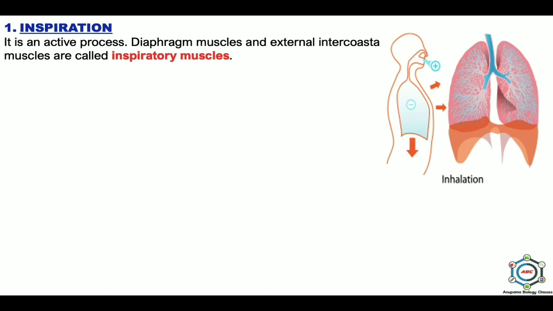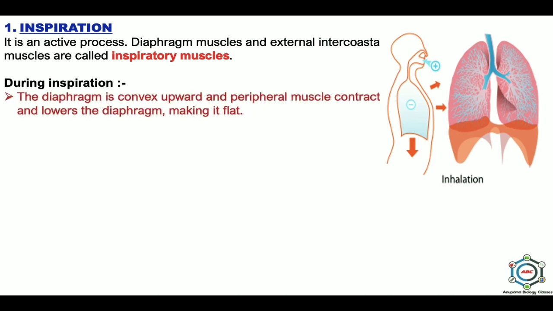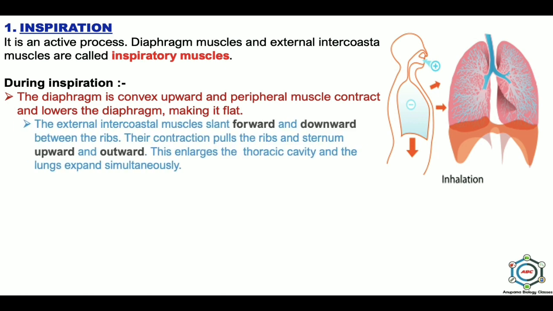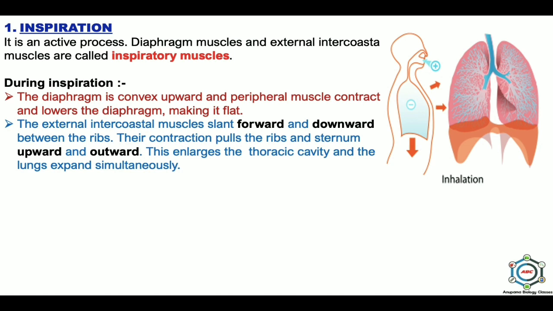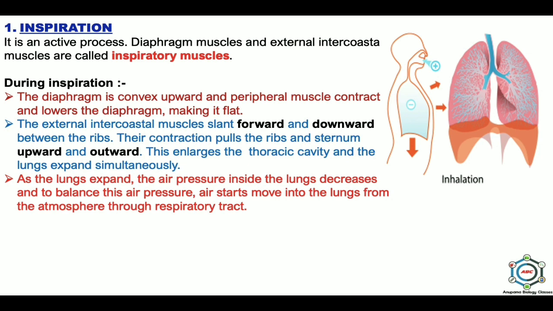This is the process of inhalation, and during inspiration the diaphragm is convex upward and the peripheral muscles contract and lower the diaphragm. Because of this, the diaphragm becomes flat. Now, the external intercostal muscles slant forward and downward between the ribs. Their contraction pulls the ribs and sternum upward and outward. This enlarges the thoracic cavity and the lungs expand.